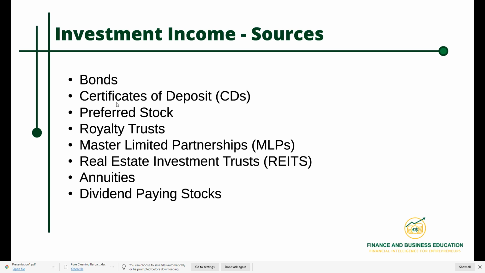CDs pay dividends. Trusts pay dividends. Sorry, excuse me, they pay interest income. Yeah, but there are some stocks that pay a dividend. Mainly, when it says stocks, we mean equities. Companies pay dividends. When you invest in shares, you get dividends. When you invest in bonds, you get interest.